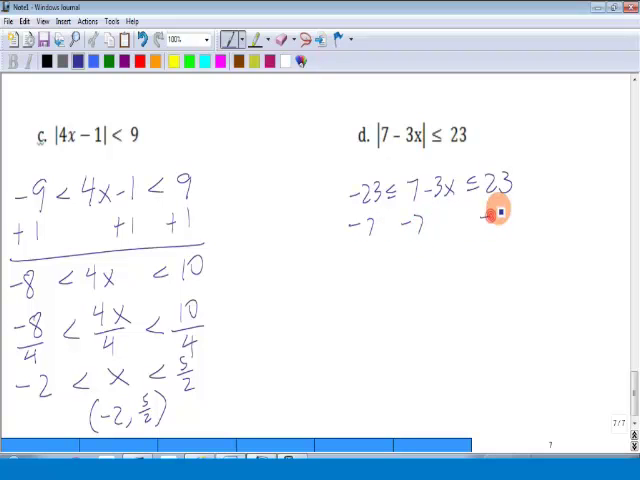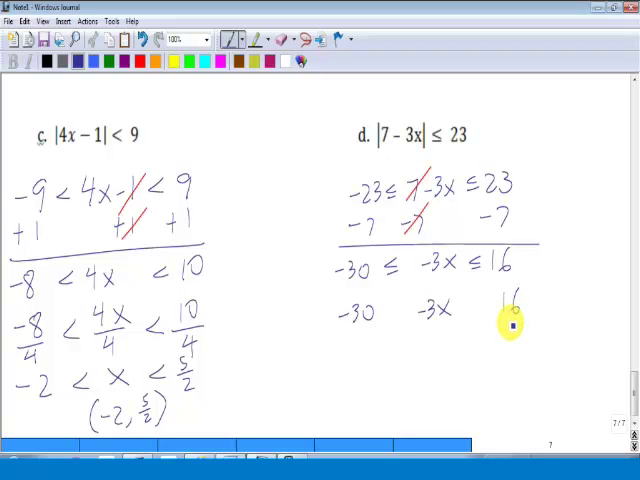Let's subtract 7, subtract 7, subtract 7. -30 is less than or equal to -3x, which in turn must be less than or equal to 16. Now we know we want to divide all three parts by -3, so let's write a fresh copy of that -30, a fresh copy of the -3x, a fresh copy of the 16. Divide them all by -3, and then ask ourselves, leave the inequality symbols alone or reverse them?